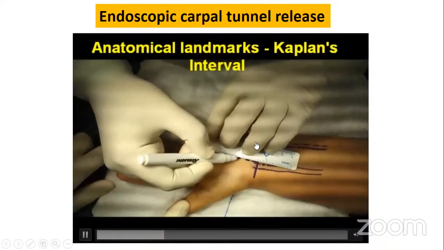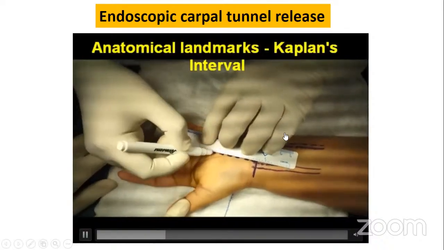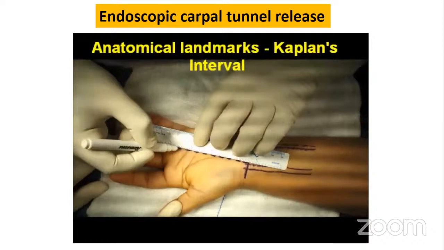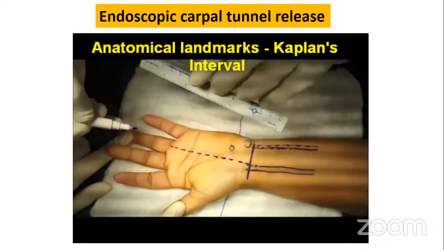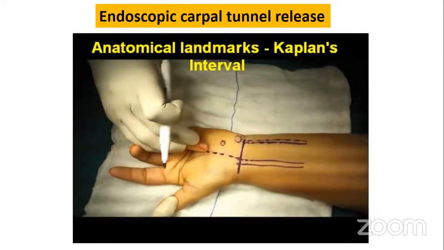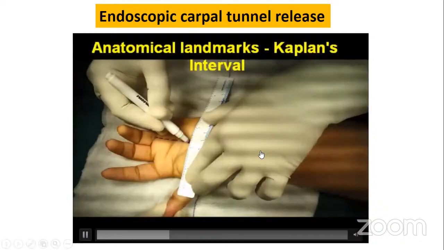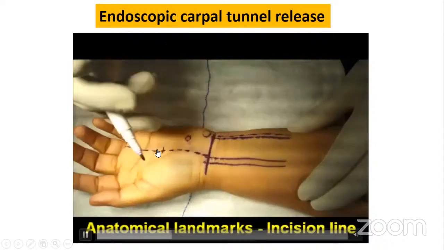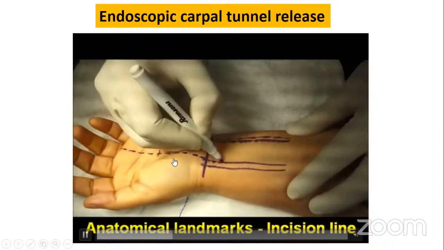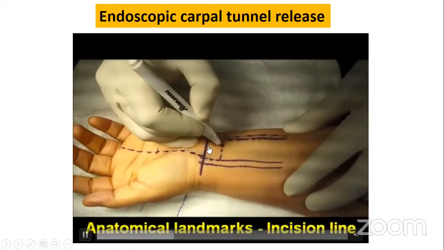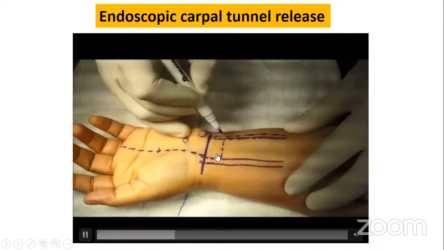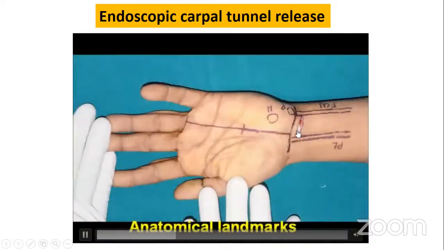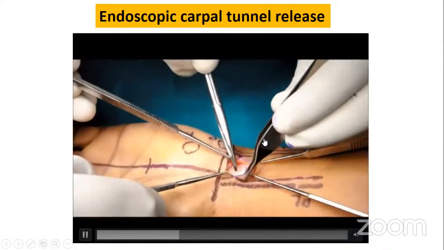And that's the Kaplan's interval, along the radial border of the ring finger. And the other line is along the first web crease like this. I've not marked the entire line, I've just marked the junction there. This is a slightly bigger incision. Otherwise, I would go between the palmaris longus and FCR here. This is a bigger incision just for the demonstration, between PL and FCU. Otherwise, it will be between FCR and PL.